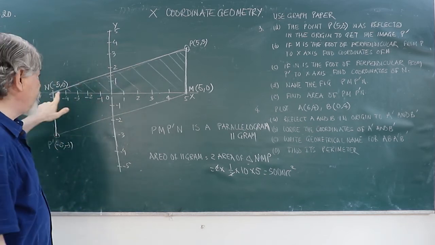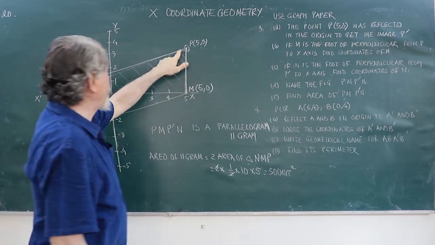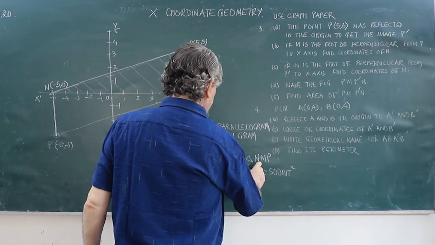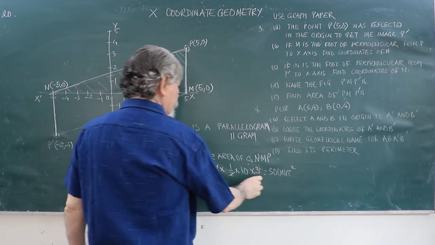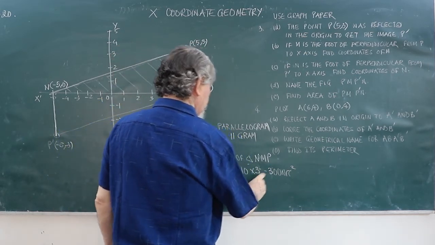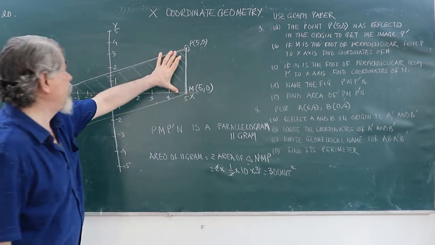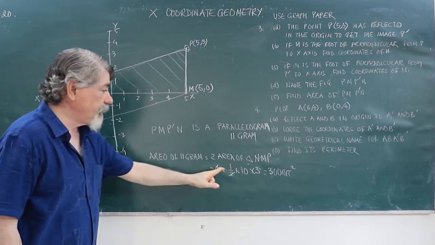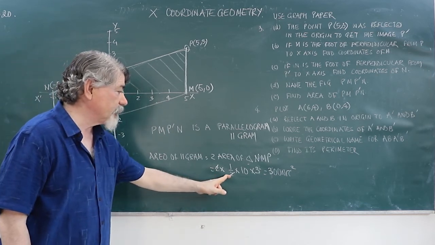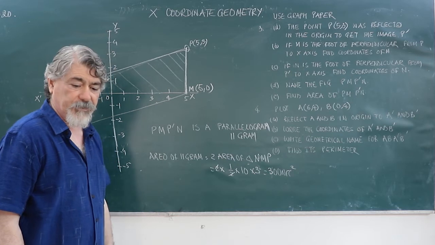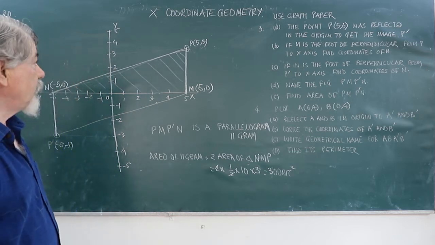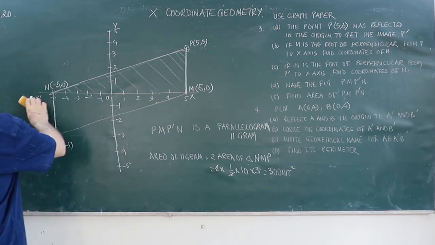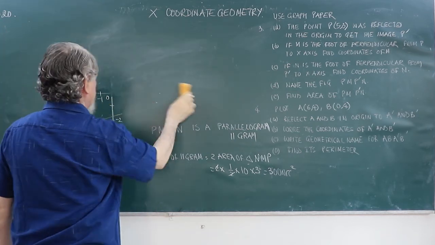This area was half base into height, half 10 into 5. Sorry, half 10 into 3, not 5. 5 is not the height, 5 is the base. So it is 30 unit square. 3 is the height. So half into 10, half will cancel with this 2, 10 into 3 is 30 unit square. So we get the area of the parallelogram is 30 square units. Now let us see the last question in this.